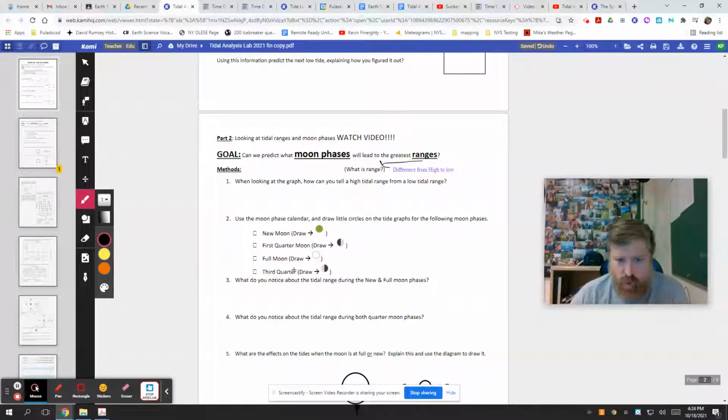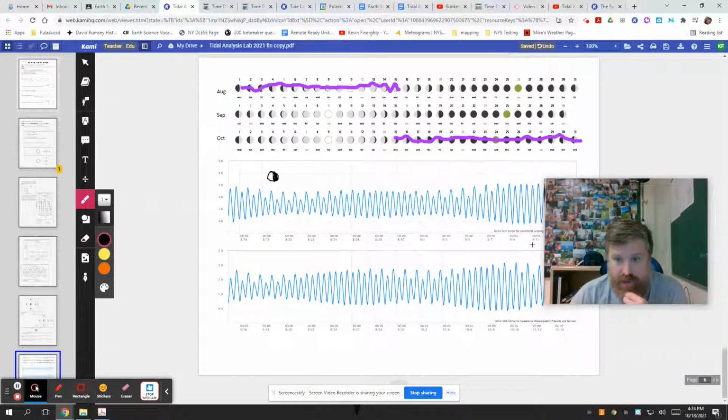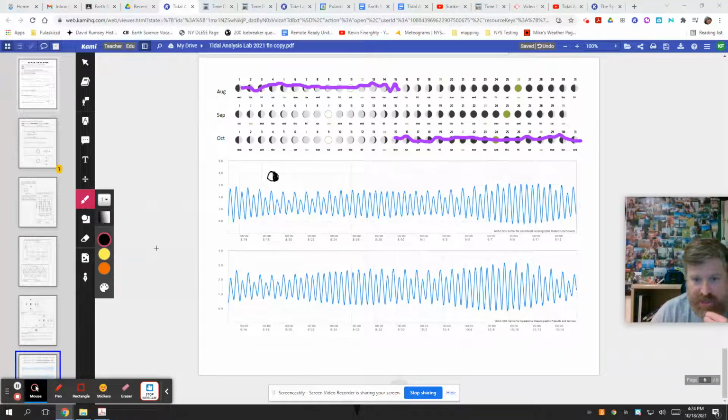The new moons, the quarters, and the full moon. When you do all of them, you'll have a whole bunch of circles right across the top of this thing. And then the job is just to note, where is the range getting bigger? Where is the range getting smaller? Here at a quarter moon is when the range gets smaller. And again, where the high is doesn't matter, where the low is doesn't matter, but you see how the difference from high to low is getting smaller here? And then it gets bigger.